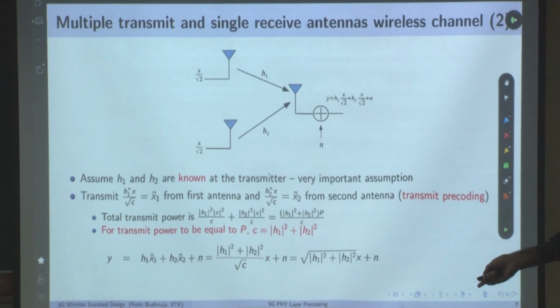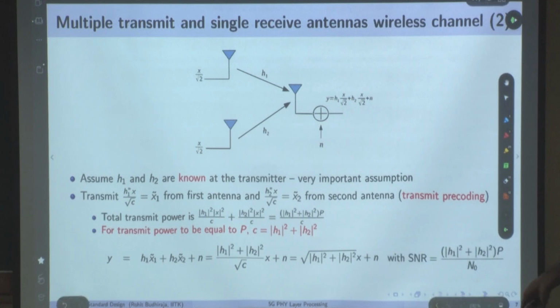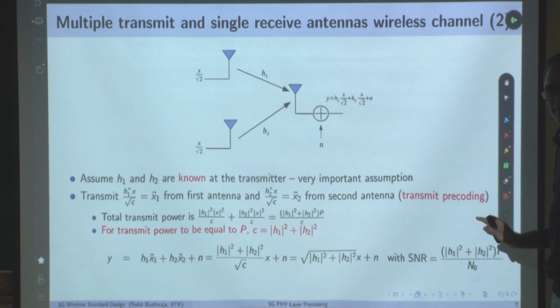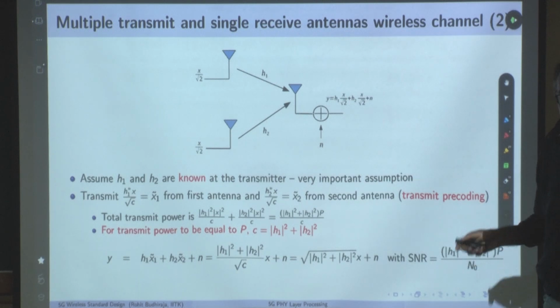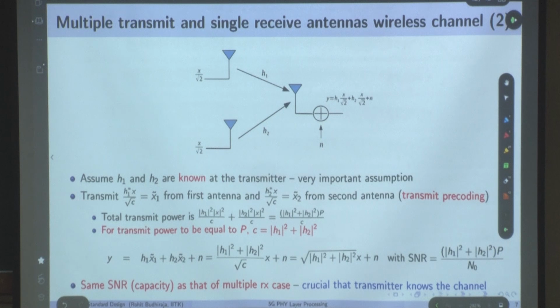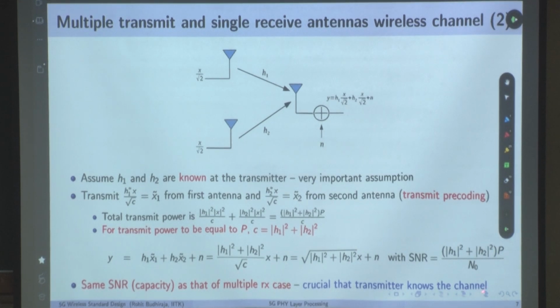What is the SNR? What is the power of this divided by n naught? h1 square plus h2 square, times p by n naught. What is this? Exactly the same SNR that you saw for the multiple receive antenna case. Crucial that the transmitter knows the channel.